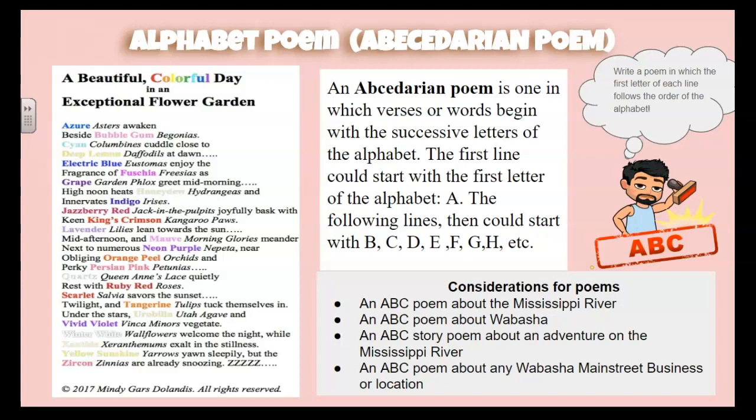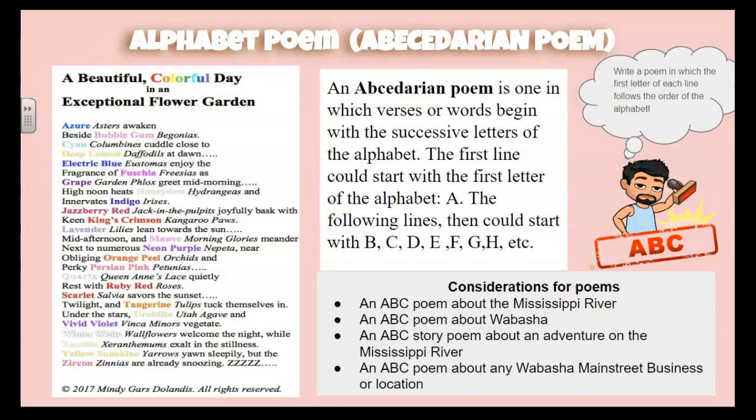So we're learning about all kinds of colors in here, like fuchsia, king crimson, mauve, neon purple, Persian pink, and you're also learning about flowers: asters, begonias, daffodils, freesias, hydrangeas, kangaroo paws. Every line has a color and a flower that starts with the same letter as that line. So this is a really cool poem.